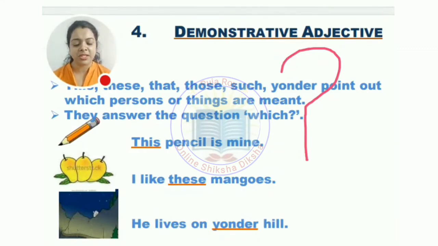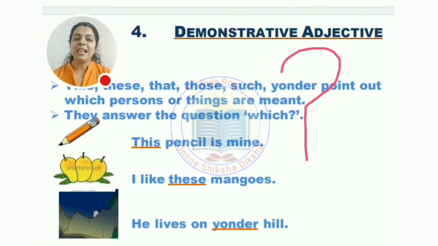That time also it was this, that, these, those, and here also it is this, that, these, those only. So what is the difference between demonstrative adjective and demonstrative pronoun? And what is the reason, and how can we identify the difference between them?